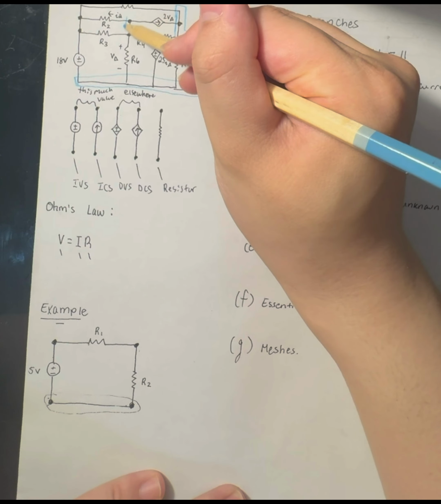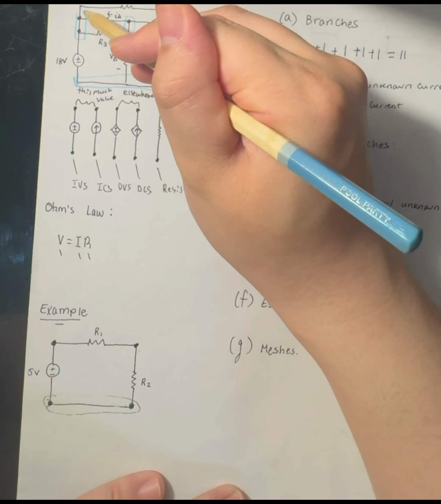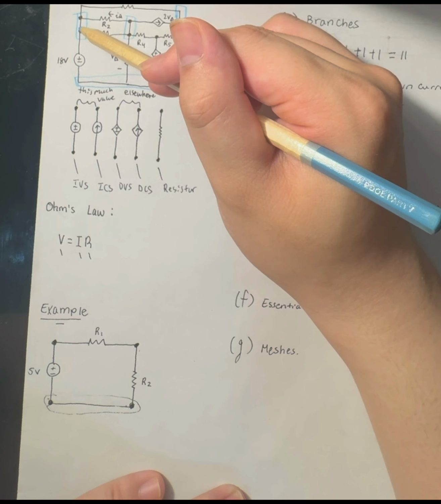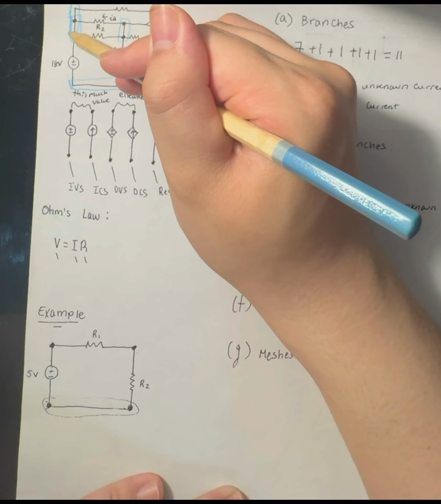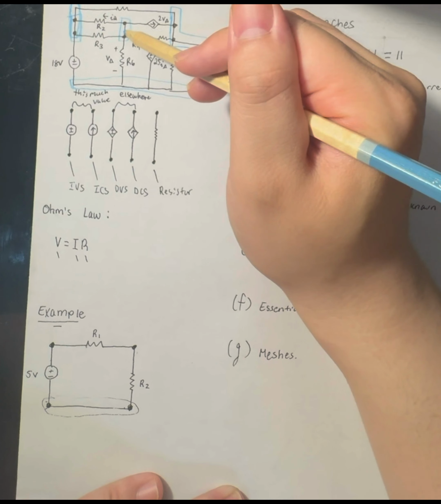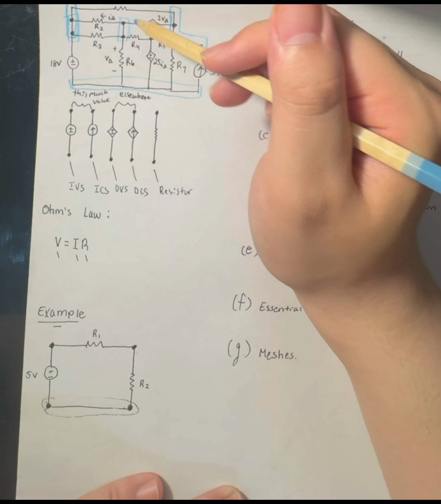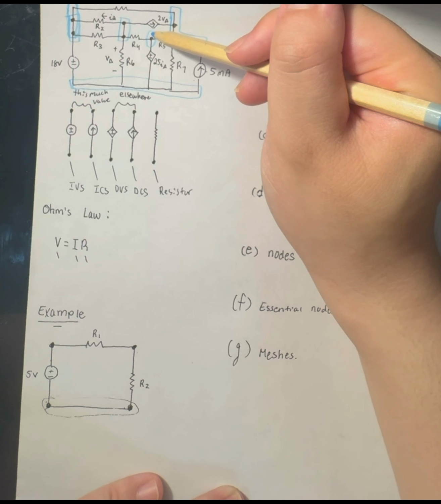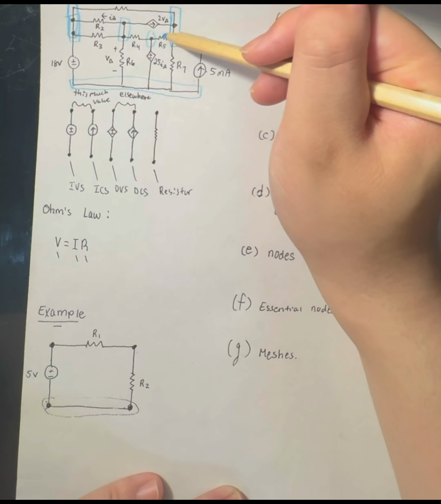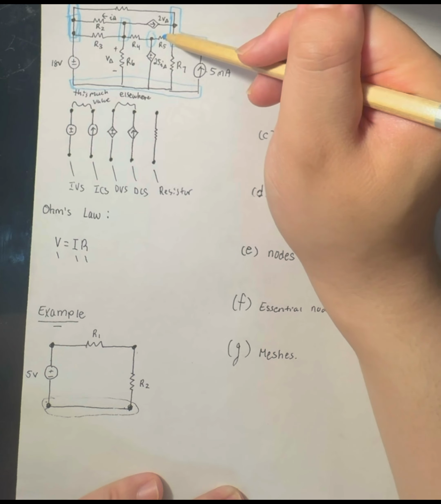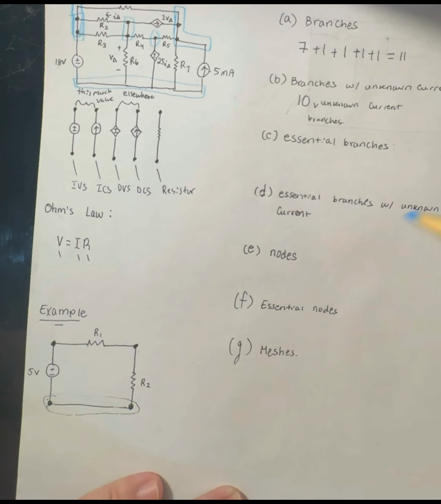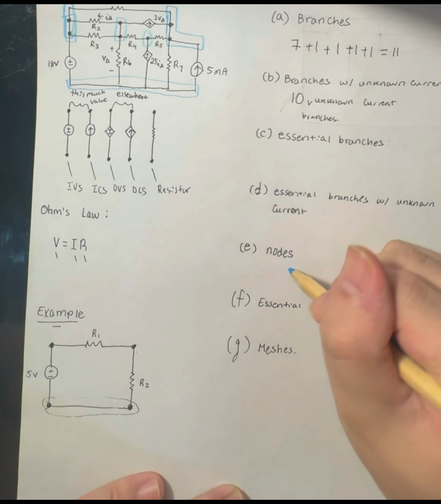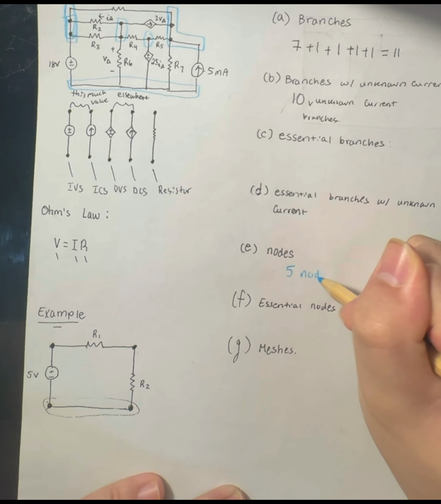And this one down here and this one over here, these two are also separate nodes, and this one over here is another node, because it separates these three circuit elements. So let's count them: 1, 2, 3, 4, 5. There's a total of 5 nodes.